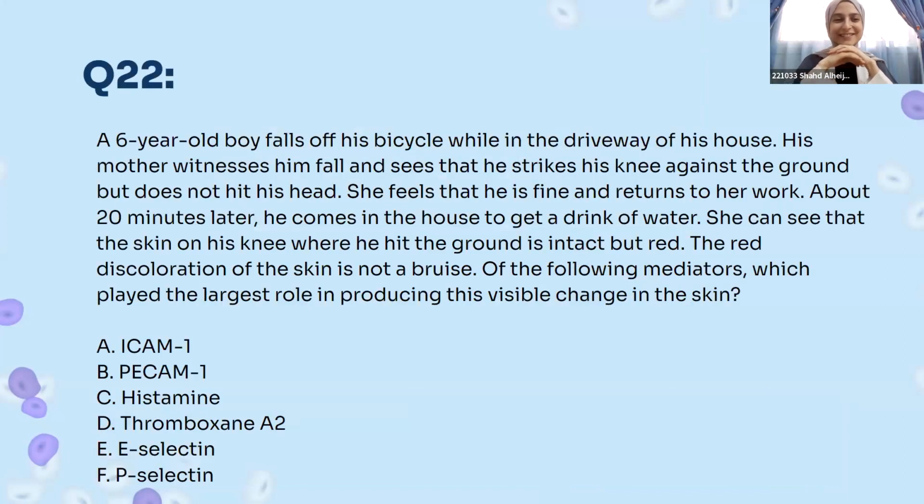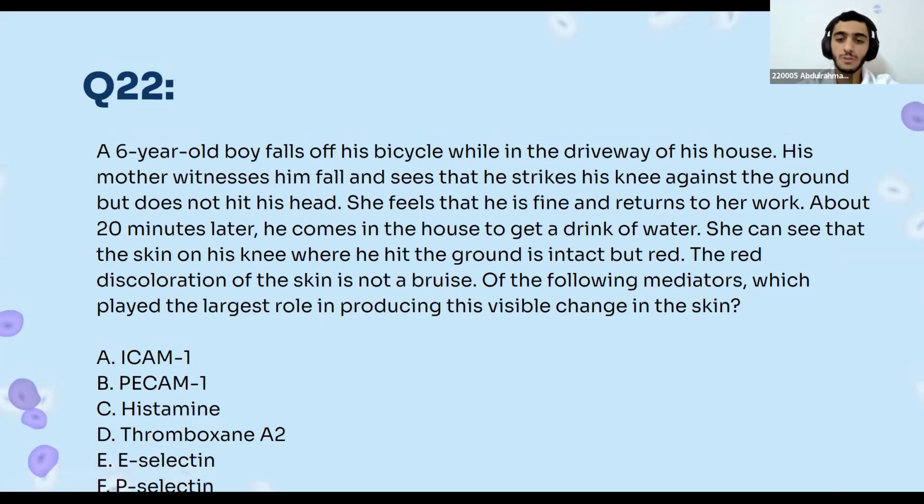Okay, so question 22. A 6-year-old boy falls off his bicycle while in the driveway of his house. His mother witnessed him fall and sees that he strikes his knee against the ground but doesn't hit his head. She feels that he's fine and returns to work. About 20 minutes later, at the house, she can see the skin on his knee where he hit the ground is intact but red. The red discoloration of the skin is a result of which of the following mediators, which played the largest role in producing the visible change in the skin?